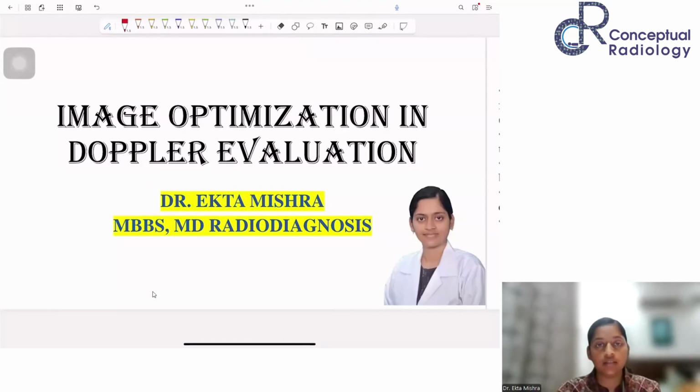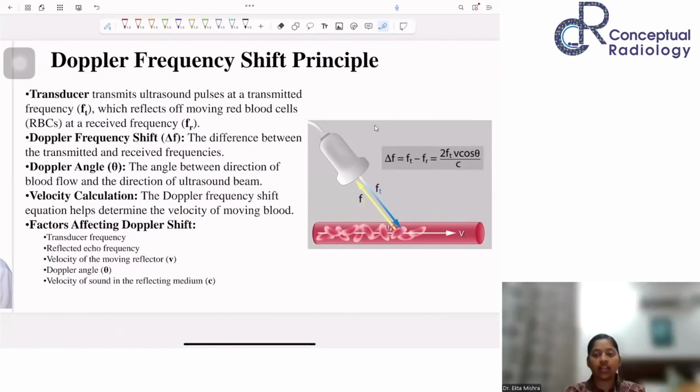Good evening, everyone. So today we are going to discuss a very important topic, image optimization in the Doppler evaluation. So starting with the very basic, the Doppler frequency shift principle.